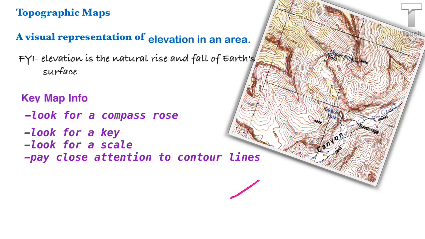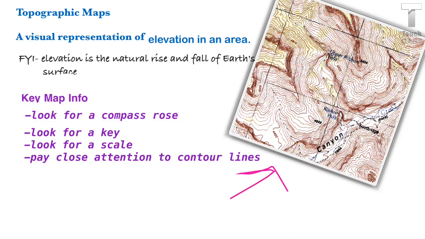Topographic maps. This is a topographic map, a visual representation of elevation in an area. And elevation is just the natural rise and fall of the Earth's surface. Yes, you can think mountains and hills, but just look out on the horizon one day and notice the normal rising and falling of the Earth.